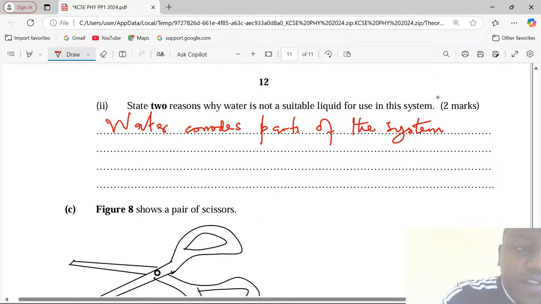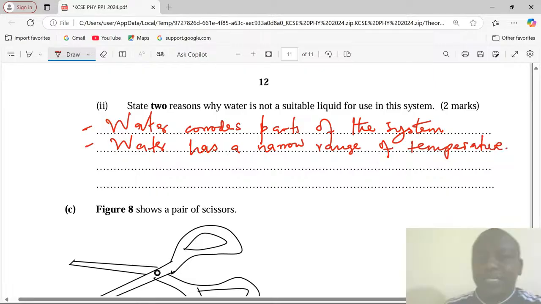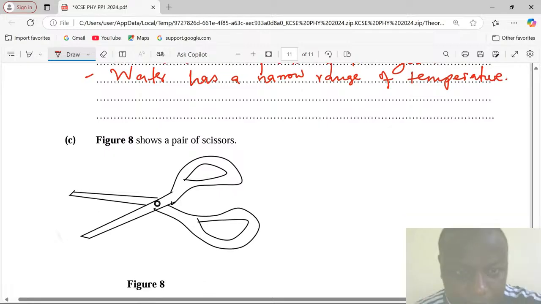We know that again, the liquid which is supposed to be used here should have a wide range of temperature. But what about water? Just from 0 to 100. That is very narrow. Therefore, water has a narrow range of temperature.